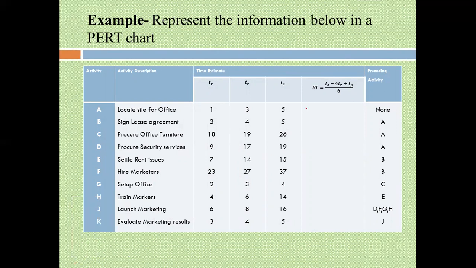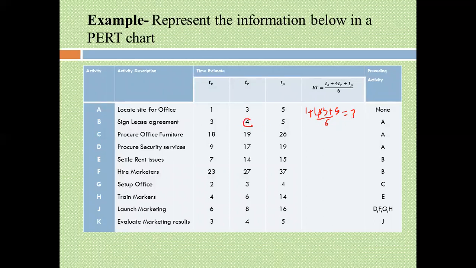Like the first one, you take 1 plus 4 times 3, then plus 5. Now, when you do that, you divide by 6. So when you do that, you get 18, because it is 1 plus 12 plus 5, 18. So the first one will be 3. And you do the same for the others.